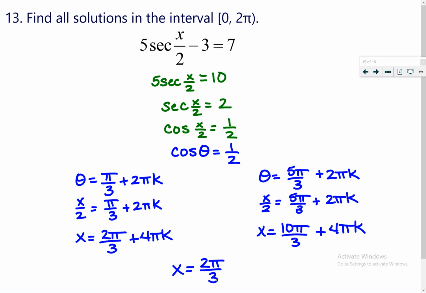10/3 is already bigger than 2 pi. So 10/3 is not an answer. If I subtract 4 pi from 10 pi over 3, what's that going to be? 10/3 minus 4. 10/3 minus 12/3. It would be negative, right? So that's not going to be between 0 and 2 pi. So we actually only have one answer here.